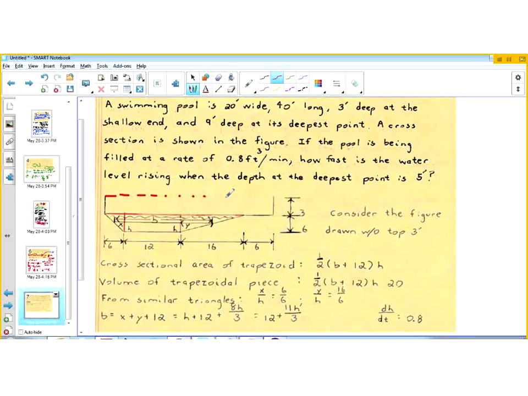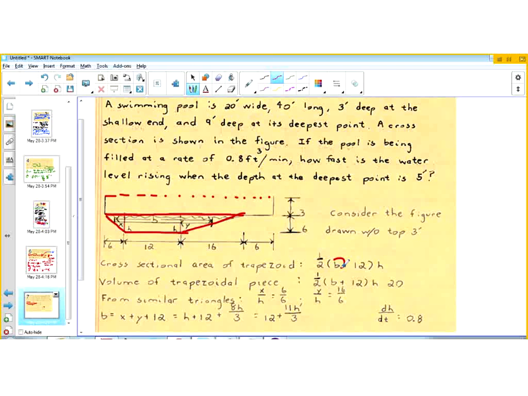Now the top of the pool, of course, is here. This would be the top of the pool. And you've got this trapezoidal piece right here. So the cross section of the pool is this trapezoidal section right here.